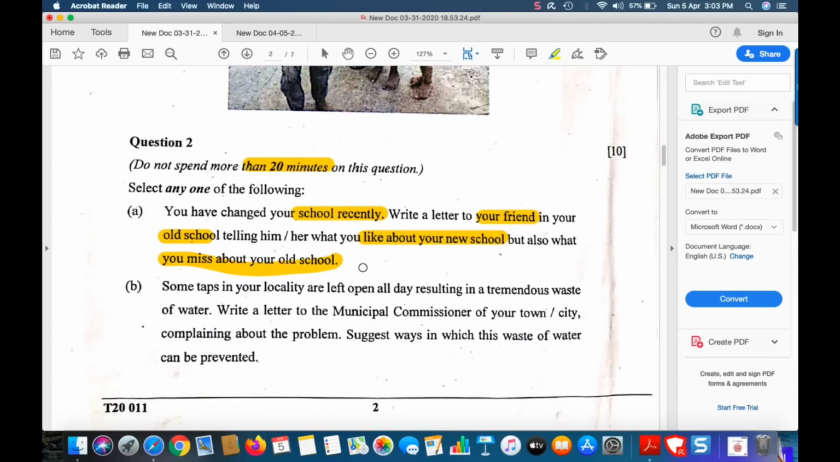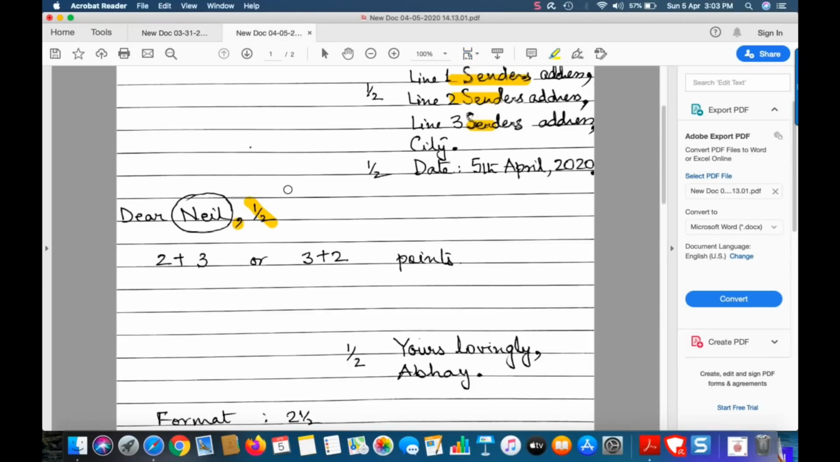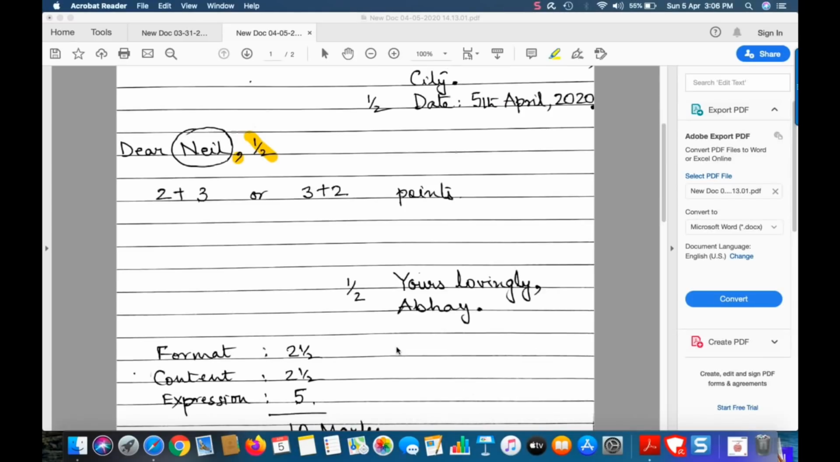So how are you going to write it? You will have to write now 2 plus 3 points or 3 plus 2 points, means maybe 2 points what you like about your new school and 3 points what you miss about your old school. Or you can write 3 points of what you like in your new school and 2 points of what you miss in your old school. Now this is the body of your letter. The body of the letter will be followed by the subscription. This is the subscription.